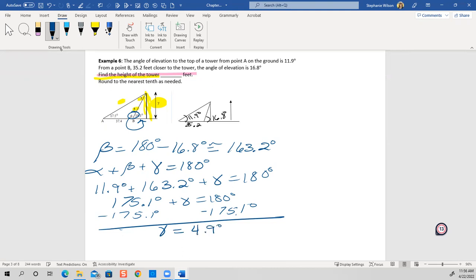So now I know what gamma is. Now that we know our angles, and you can label them all out now, this is 163.2, and this one's 4.9. We know all of our angles. Now we just need to find the height.